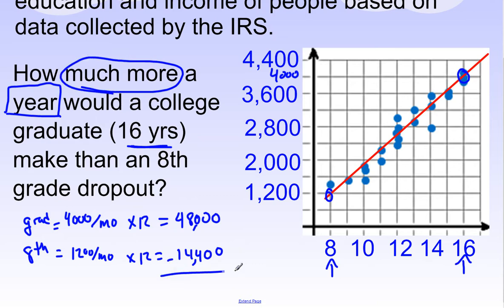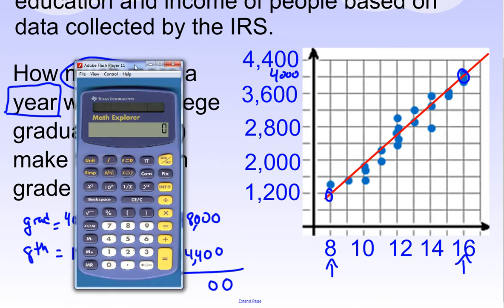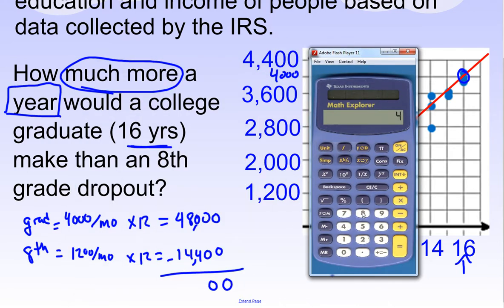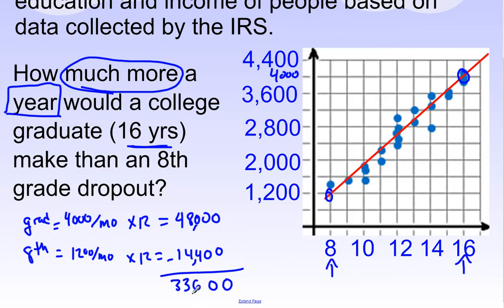You subtract. So I don't dirty this up and get lines going everywhere, 48,000 minus 14,400 equals 33,600. So a person who graduates college with 16 years could expect to make $33,000 more a year than someone who drops out at 8th grade.